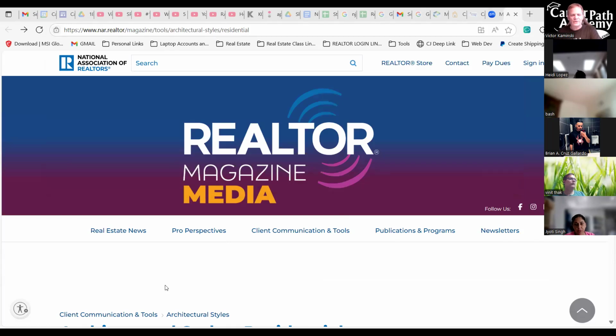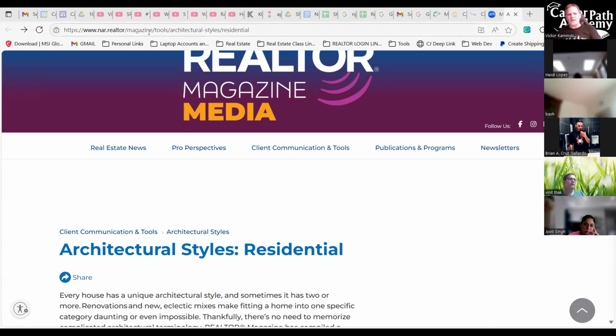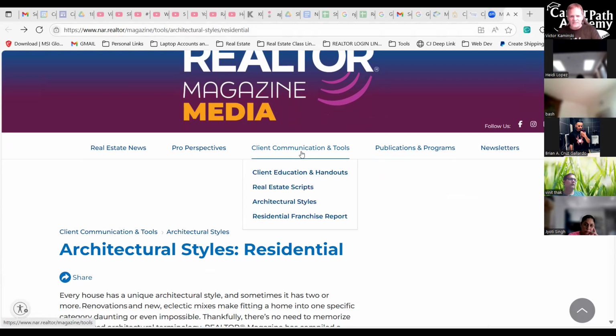In the chat window there, those are the architectural style guides. It also gives you the link to this page here, where you can come for real estate news and all kinds of other stuff. This is on the NAR website, nar.realtor, and their magazine, tools, and architectural styles and such. So you can get all kinds of information here.